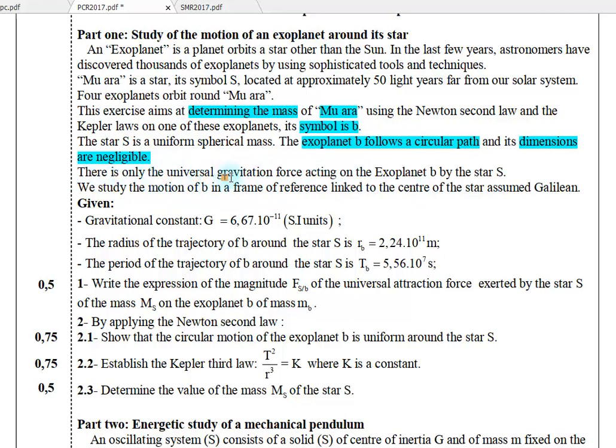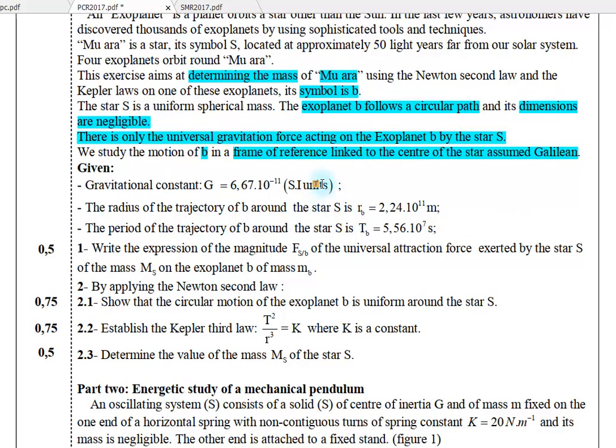There is only the universal gravitational force acting on the exoplanet B by the star S. هنا كيقولنا بأن القوة الوحيدة المطبقة من بيناتهم بجوج ألا وهي قوة التجاذب الكوني. We study the motion of B in a frame of reference linked to the center of the star assumed Galilean. هنا كيقولنا بأن ديجا هما حدوا لنا frame of reference اللي هو linked to the star to the center of the star، يعني في هذه الحالة heliocentric، ولكن heliocentric ديال هاد star هادي.